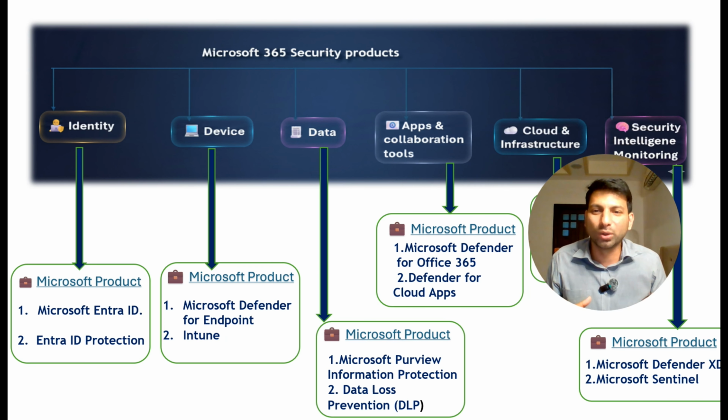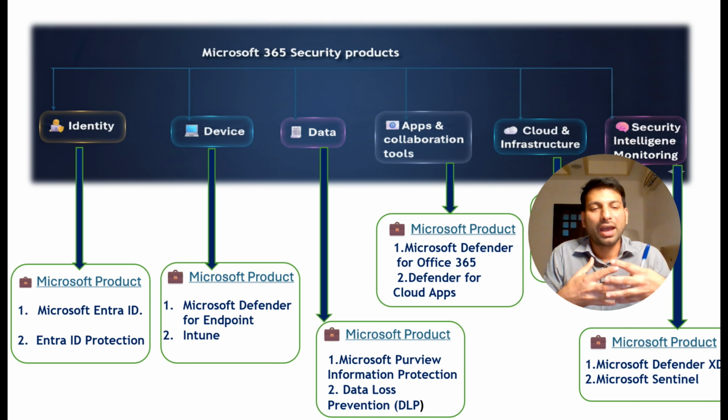In general, to conclude, we could say that Microsoft provides different security products and they integrate with each other and collect signals. They monitor our activities and protect our entire 365 environment: our organization, our devices, data, apps and collaborations, cloud infrastructure, and our identity. All these products work together and protect our entire infrastructure.